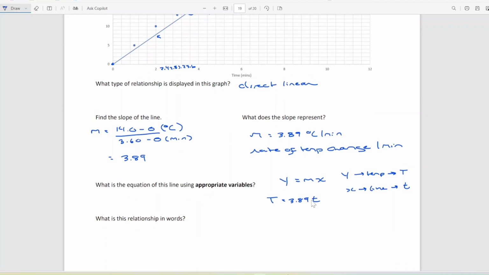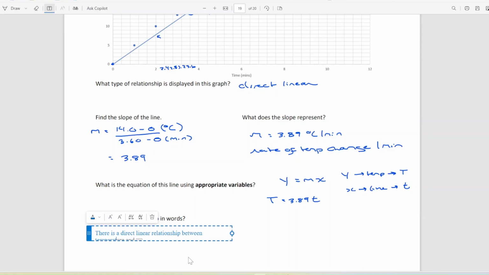And then if I was to describe this relationship in words, again, I'm going to type. There is a direct linear relationship between temperature of a water bath and time at a rate of 3.89 degrees Celsius per minute.